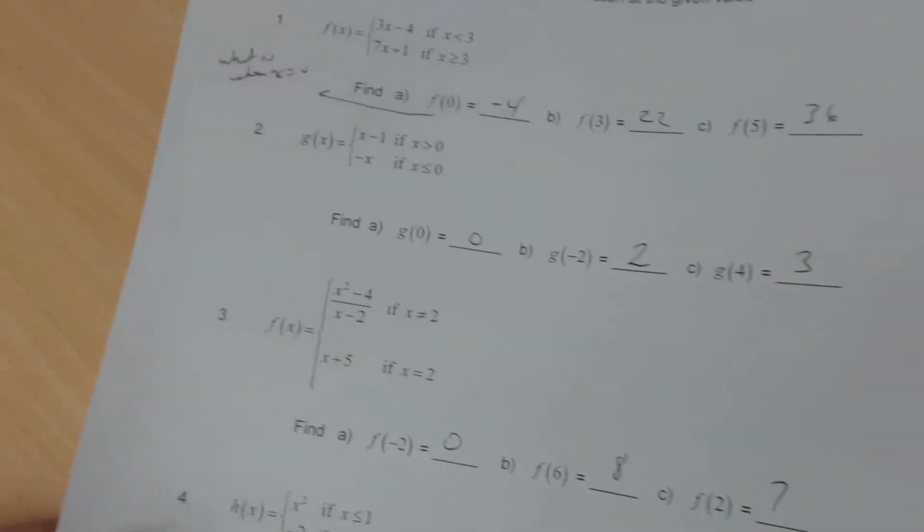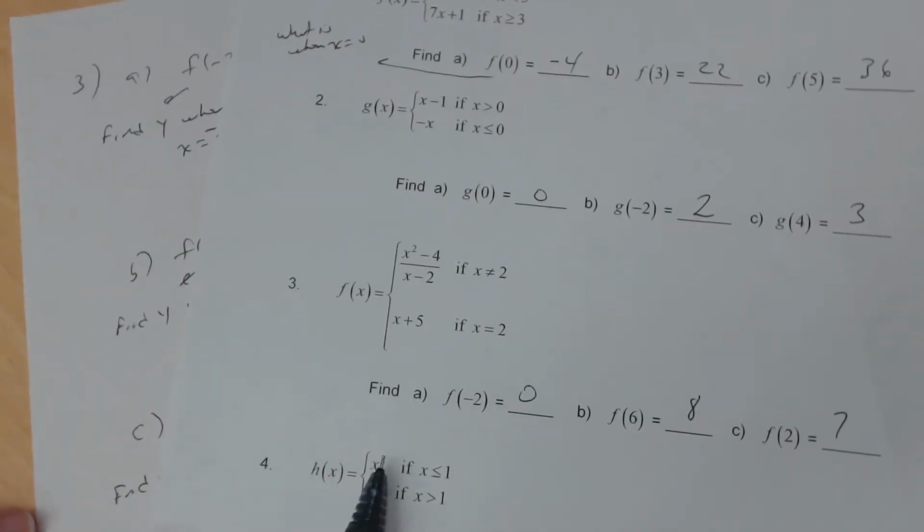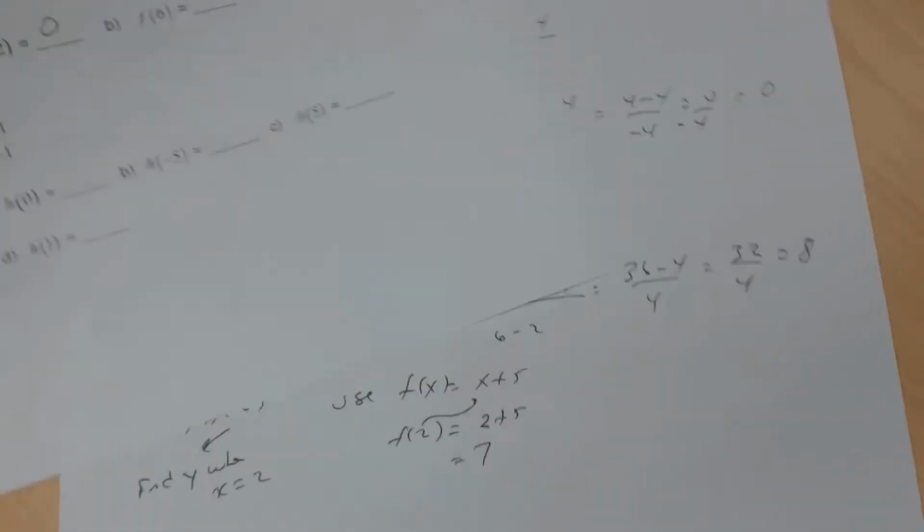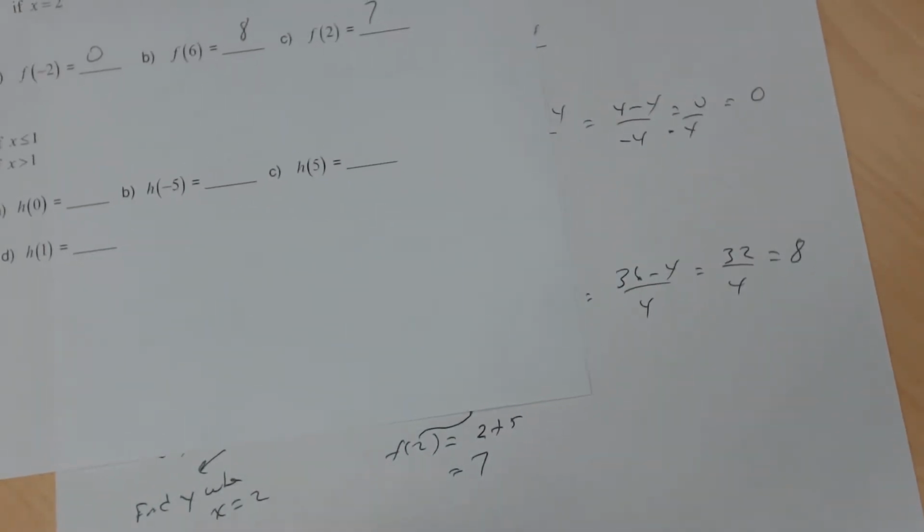All right, 4. This one says h of x is going to equal x squared if my x values are less than or equal to 1. If my x values are greater than 1, I'm going to say it's equal to negative 2. Okay, so let's look at part A.